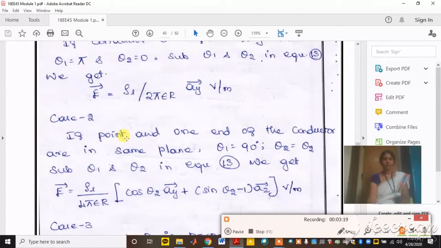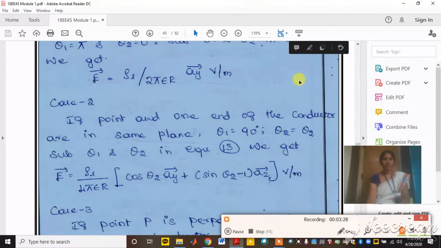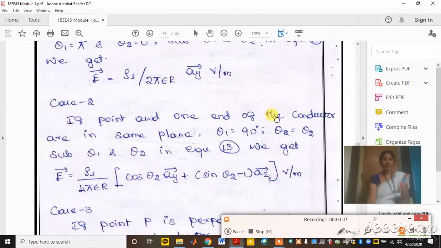The second condition is, if the point and one end of the conductor are on the same plane, you will have one line and the point will be on your same plane. At that moment, theta 1 is equal to 90 and theta 2 is equal to theta 2. Substitute the values of theta 1 and theta 2 in the original equation and identify the value of E. At that moment, we will get rho L divided by 4 pi epsilon into capital R, cos theta 2 into Ay plus sin theta 2 minus 1 into Az whole per meter.